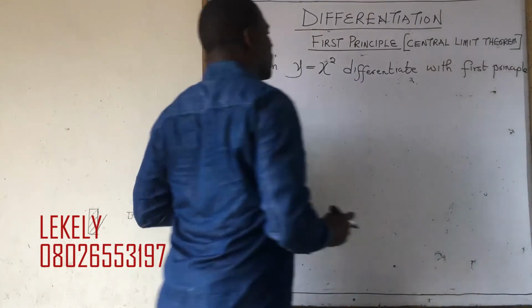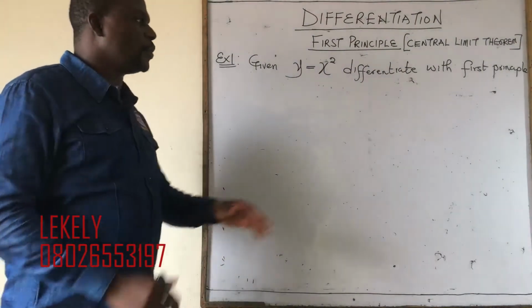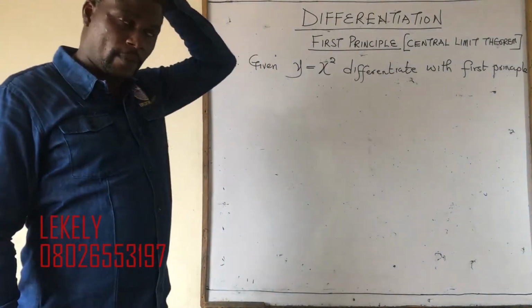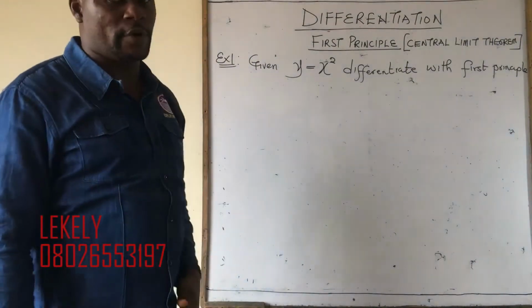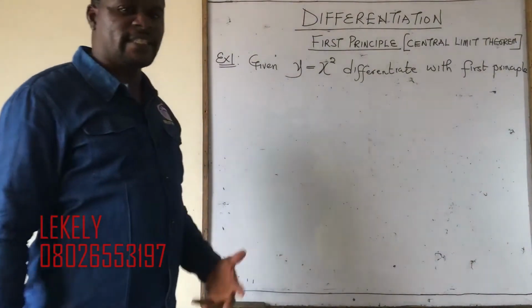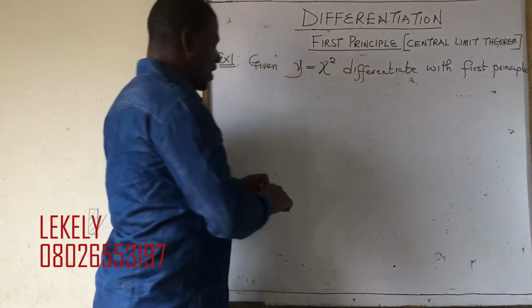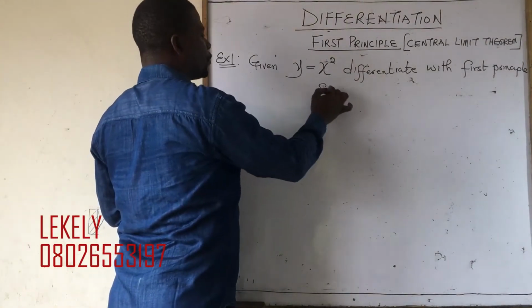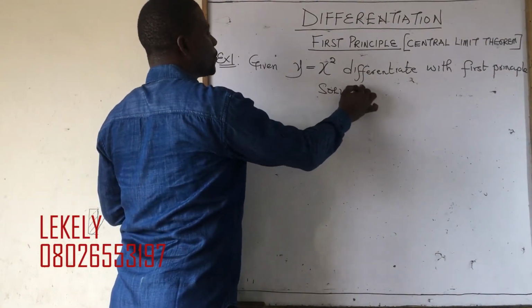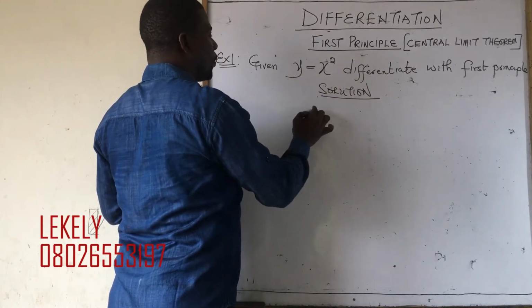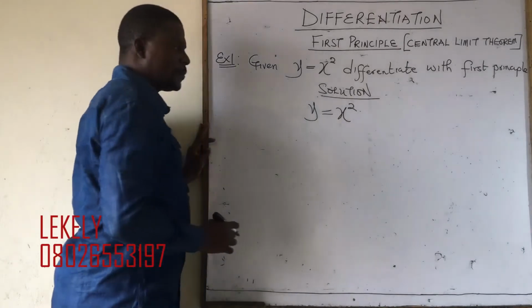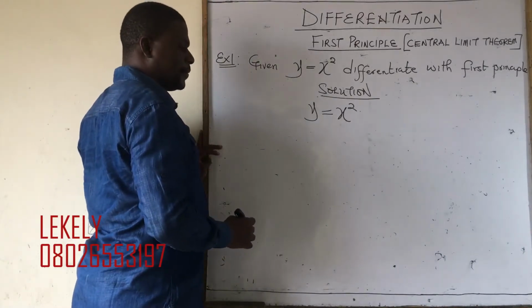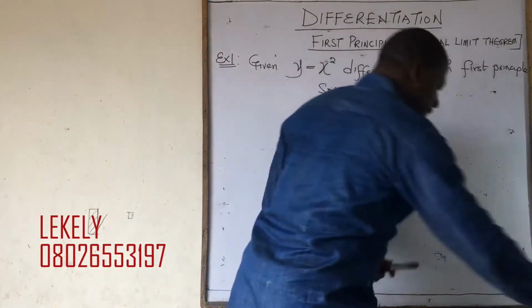Now, every time they want you to use first principle, it will be stated in the question. If they don't say first principle, don't forget they can say central limit theorem. They say using central limit theorem. Now, if you want to solve this question, solution. Now we have y equals x squared. So from here, I can decide to start from this side.